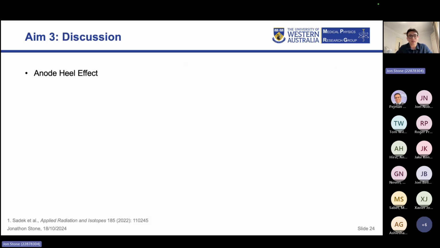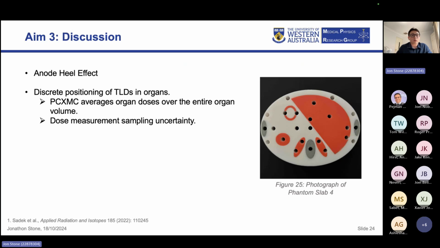So this brings me to my discussion, where the anode heel effect, which I already discussed, is a point of uncertainty. Second point of uncertainty is the discrete positioning of the TLDs in our organs. So P6MC has a geometric volume where the dose is averaged over the entire organ volume, whereas our dose measurements have some kind of sampling uncertainty because we have a discrete number of positions.